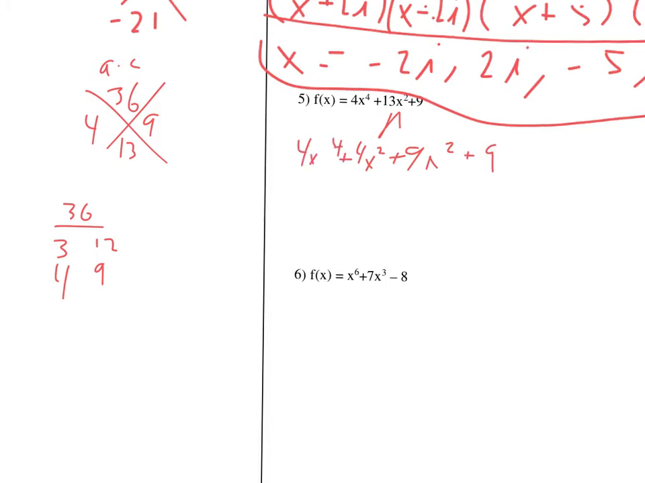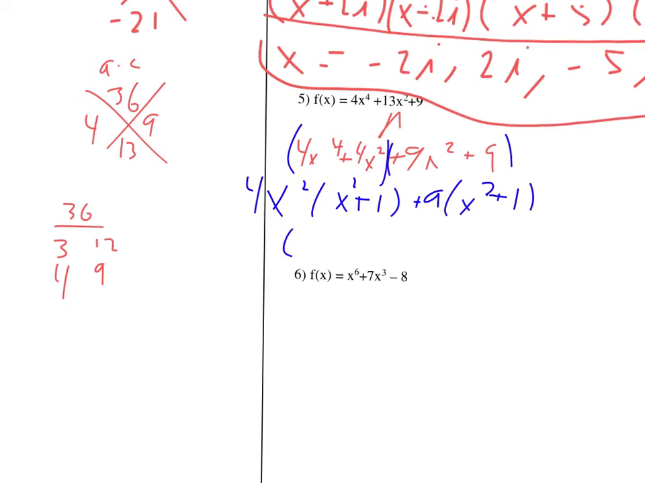And then we'll group it up here. So we pull out a 4x squared, leaving me with x squared plus 1. And then we pull out a positive 9 here, leaving me with x squared plus 1. So we get 4x squared plus 9 times x squared plus 1.